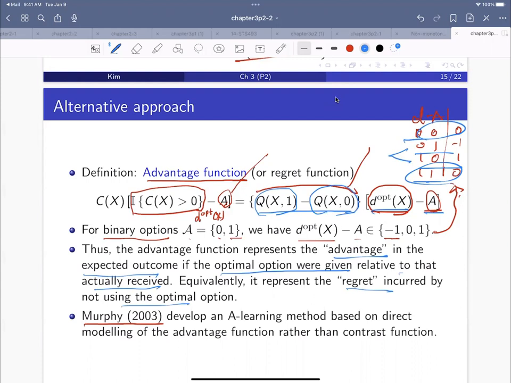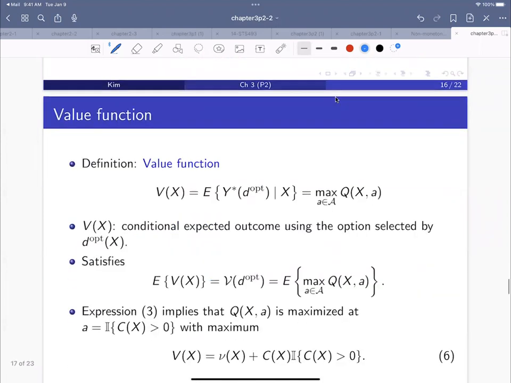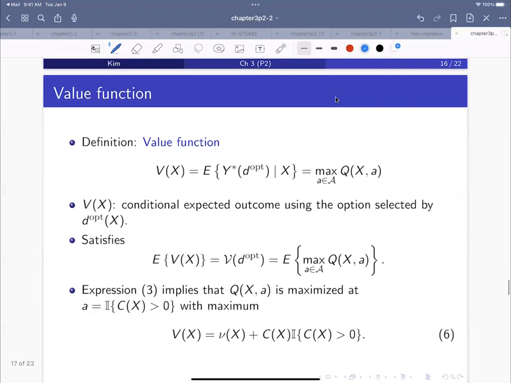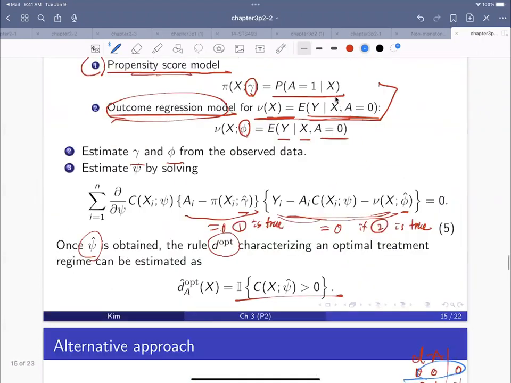So Murphy developed this A-learning method based on the direct modeling of the advantage function rather than the contrast function. That is a very interesting idea. At that time she was at the University of Michigan, but later she became very famous, got some awards, and she's now at Harvard doing some fancy stuff in reinforcement machine learning. Anyway, that is basically about the Q A learning.